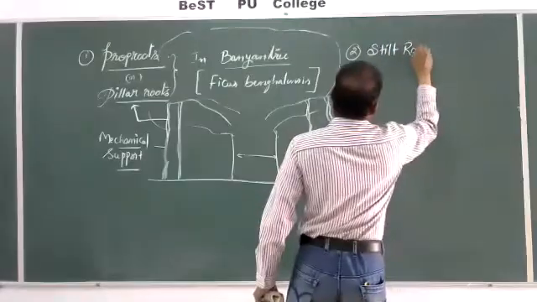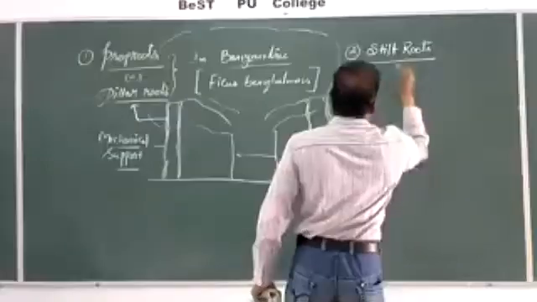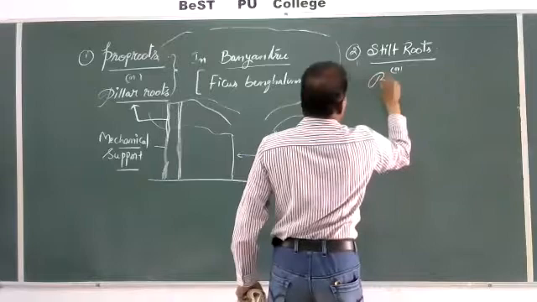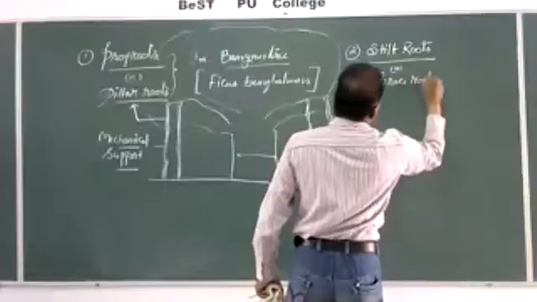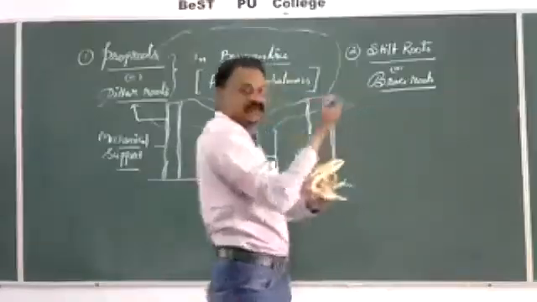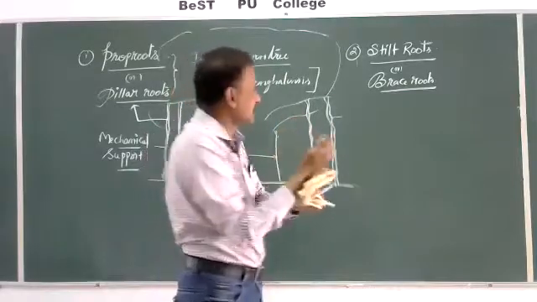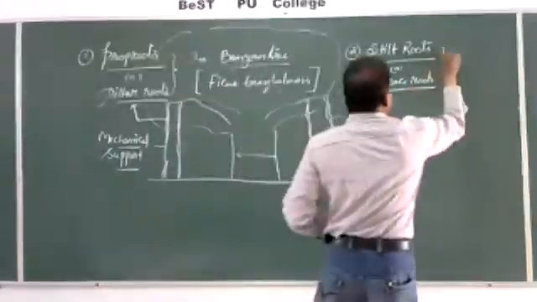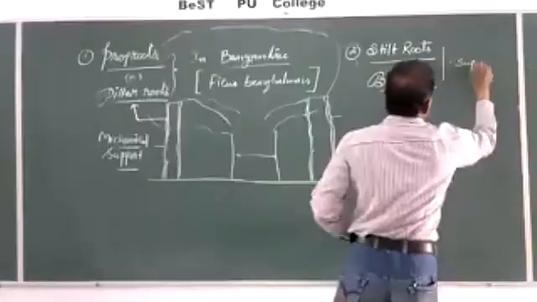The second one is stilt roots. They are also called brace roots. Like a bracelet, which is attached to the hand. In the olden days, kings wore bracelets. Support, mechanical support.